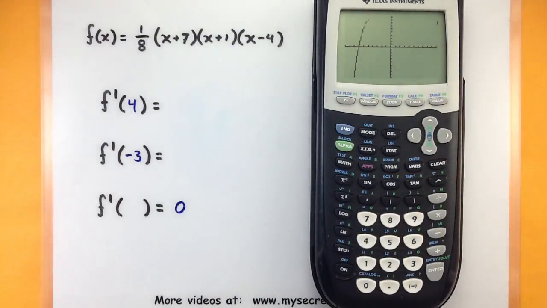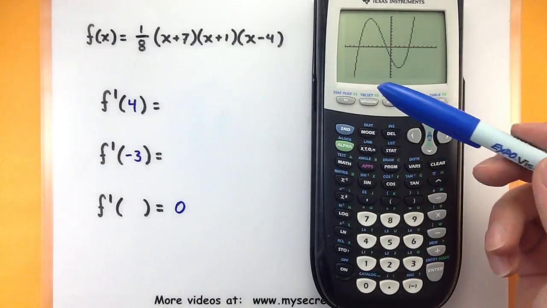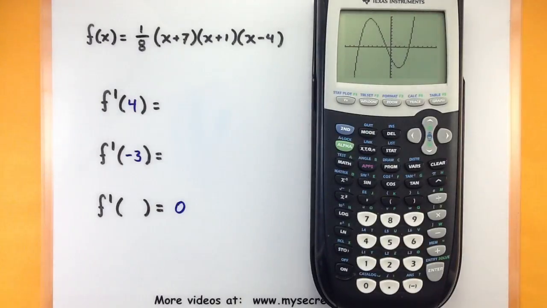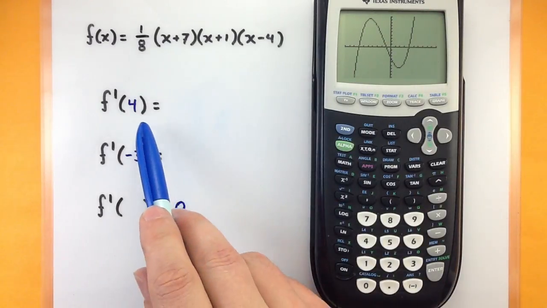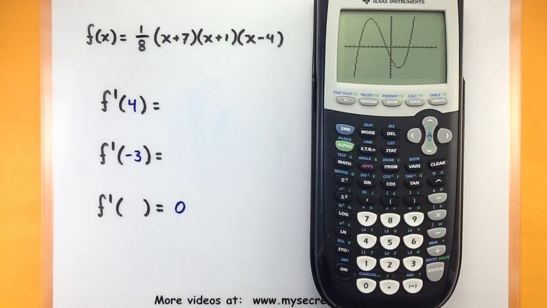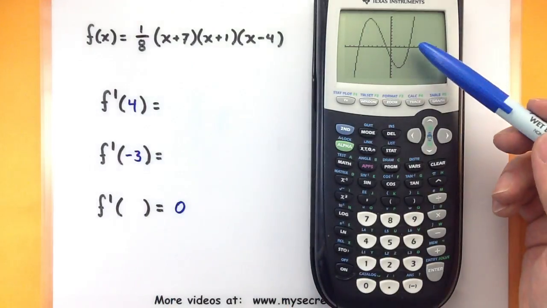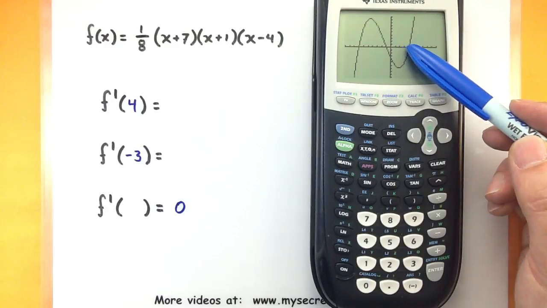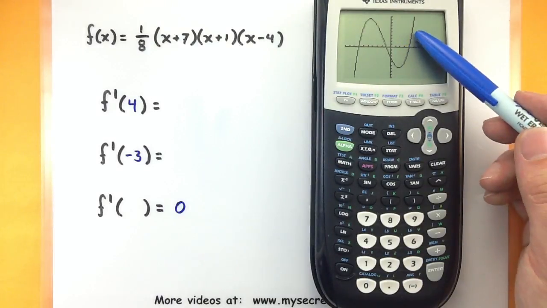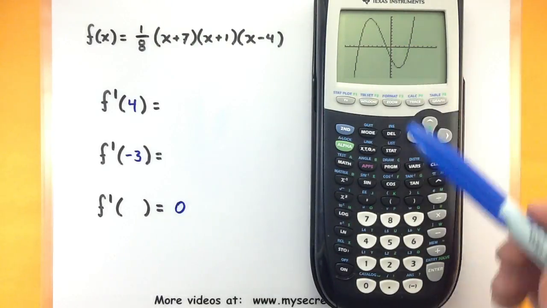Take a look at this function. We have a wonderful curvy cubic function, and now we can start finding the derivative at some specific points. In the first one, I want to figure out what the derivative is at the value of 4. If I look closely here, 1, 2, 3, 4, it looks like it's increasing, so I should be getting some sort of positive value.